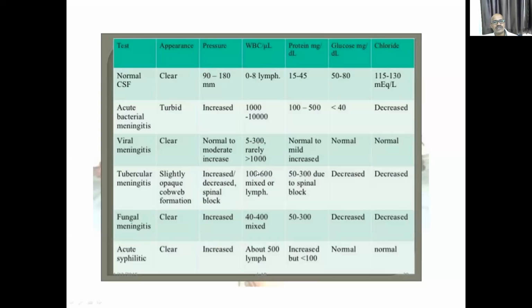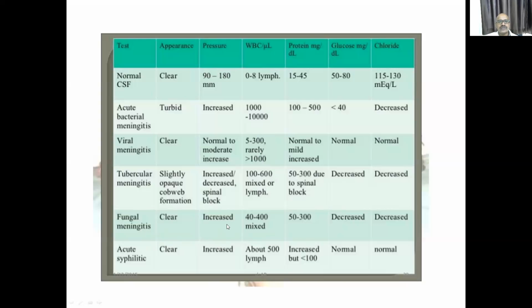But in tuberculous meningitis, they may be increased up to 600. Most of the cells are lymphocytes. In tuberculous meningitis and viral meningitis, lymphocytes predominate. In viral meningitis, around 300 cells are there. In tuberculous meningitis, slightly more, 600 lymphocytes. The protein is elevated and the glucose is decreased.